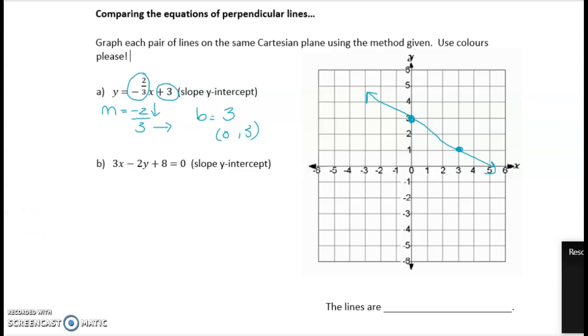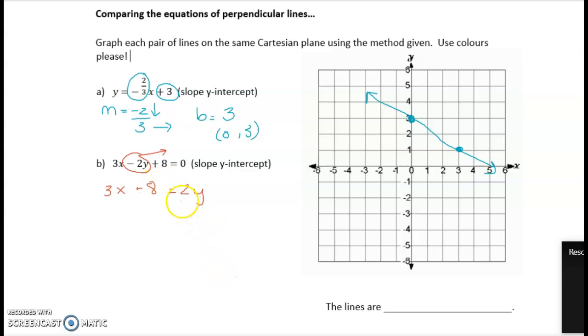Okay, the next one, let's do in red. They want us to put it in slope y-intercept form. Okay, so we're gonna have to just move things over. So right now, let's move this 2y over, so it'll be on this side. So it'll be a +2y. And then on the other side, we still have 3x and then +8.